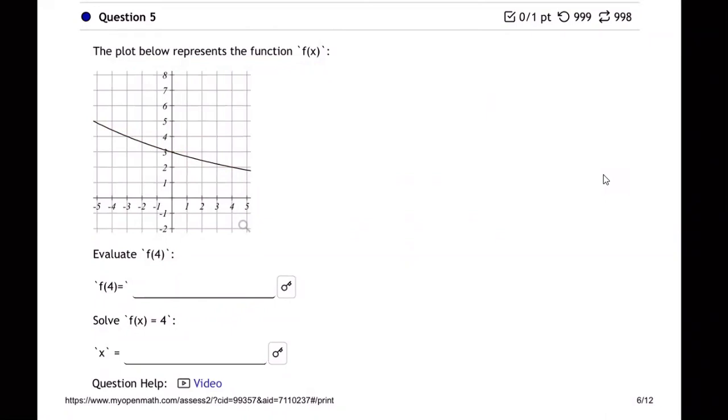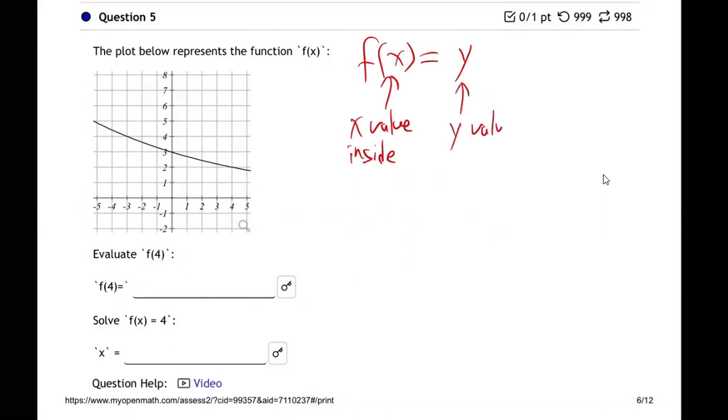And so what we're supposed to do on this problem is learn how to read function values off a graph. How do you read function values from a graph? Well, it's actually pretty easy once you get the hang of it. It's just simply like this. X goes inside, Y goes outside. Write that out. X value inside. Y value outside.